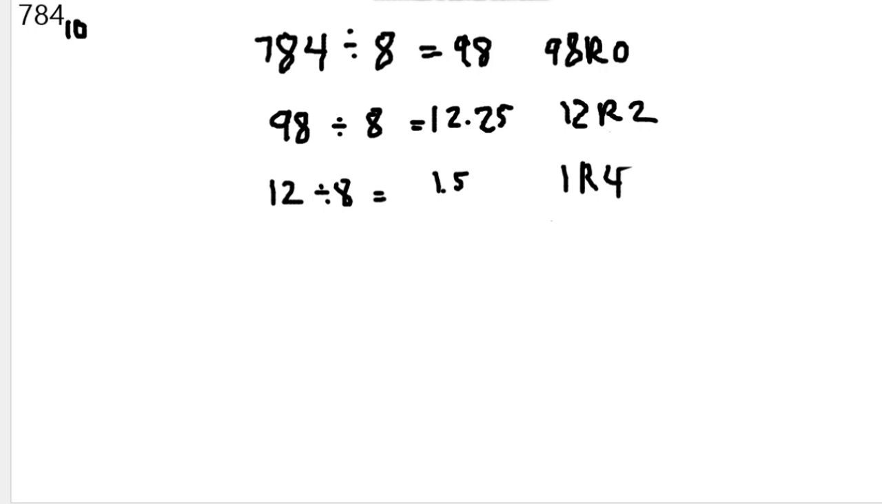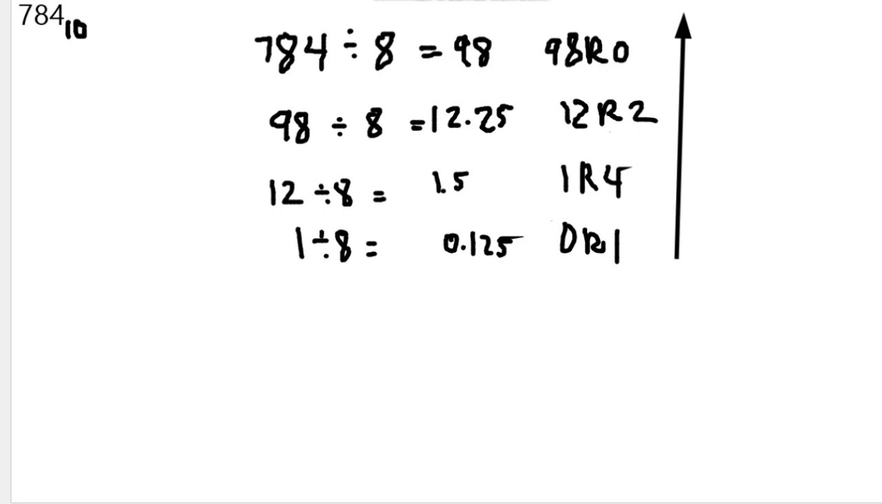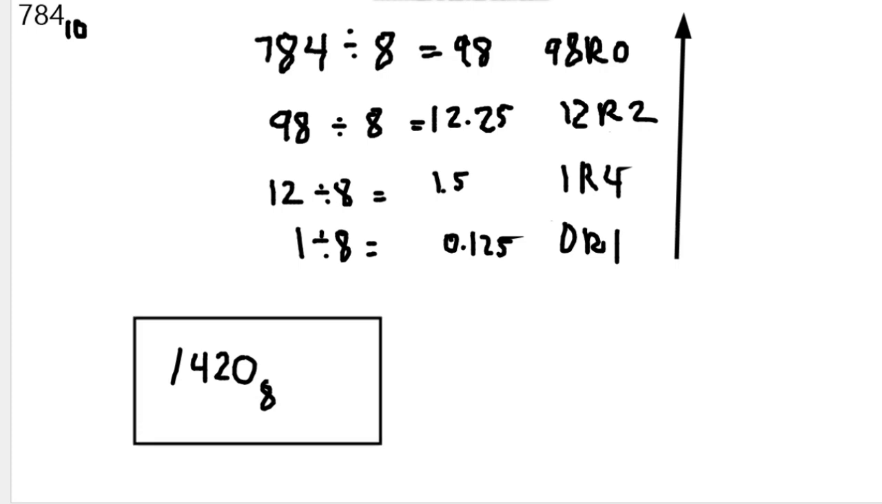Now we're going to take 1 and divide it by 8. 1 divided by 8 is going to be 0.125. So we got 0 remainder, and 0.125 times 8 is going to be 1. And that's it. We can just read it from lowest to highest. So that's our octal number.